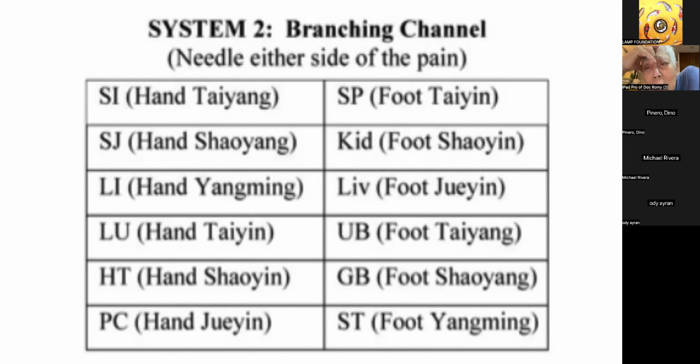Thank you, Doc. Can you remember them? LI4, liver 3, stomach. I didn't say liver 3. Lung 7. Stomach 36. Spleen 6. LI11. Correct. It's noted. Don't forget that. LI11 is bilateral.